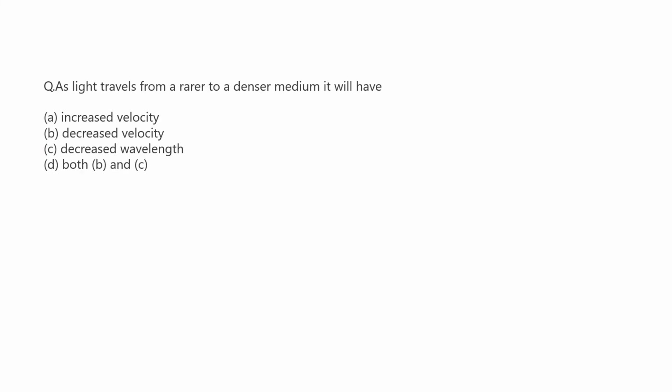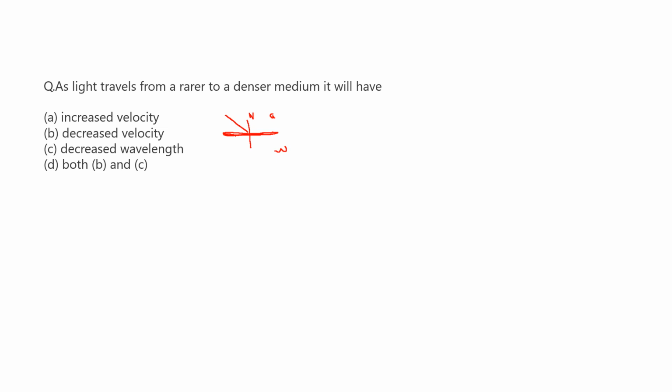Coming to the next, as light travels from a rarer medium to a denser medium, right? Let me draw the normal first. You draw this line, which is the boundary line between the two media. Let's take this as air and this as water. So this is the boundary line between the two media, and after that you need to draw the normal. Light travels from the rarer to the denser medium, it will have increased velocity.